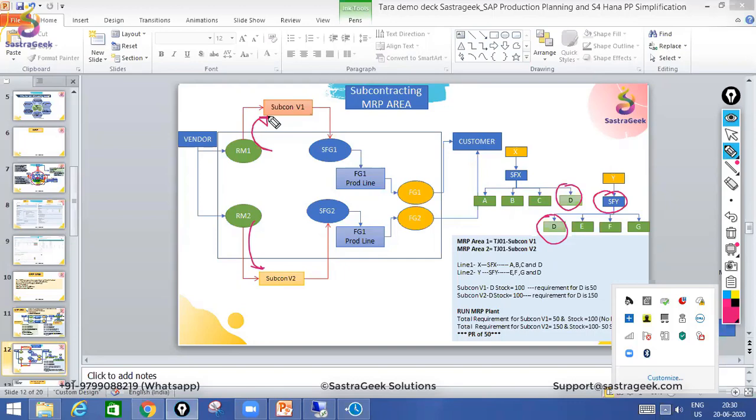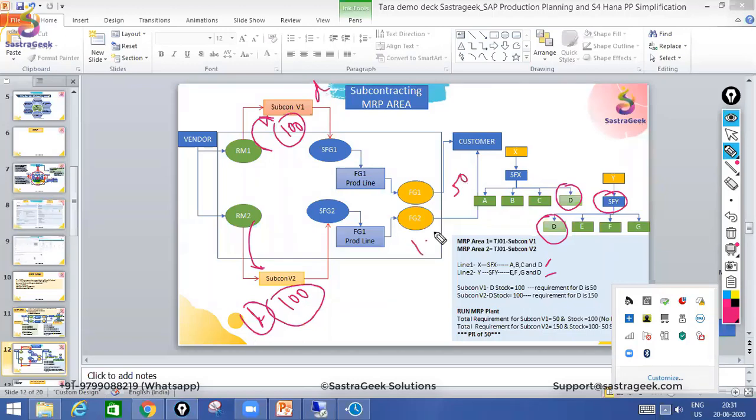Let's say the same scenario at line 1: to produce X, I need A, B, C, D, and to produce Y, I need E, F, G, H, and T. Same scenario, I have already supplied some material to subcontractor vendor V1, and there is a stock available of 100 at his place. Also, I have supplied some raw material of D, and there is stock available at both the vendors. Now there is a requirement from the customer for FG 50 and for SFG, this Y material, 150.